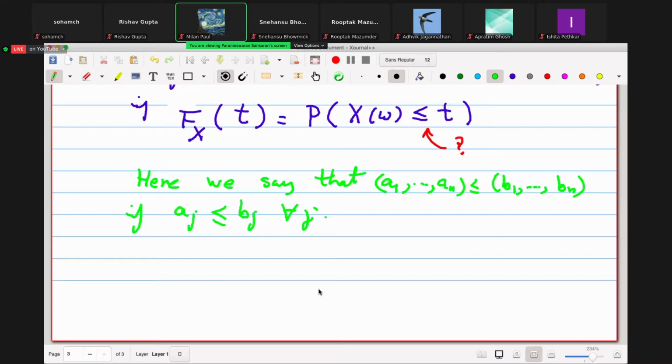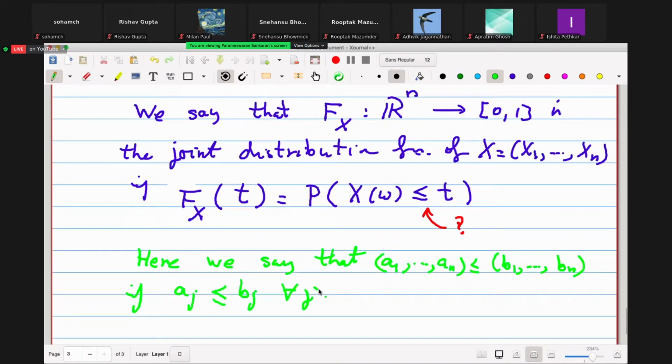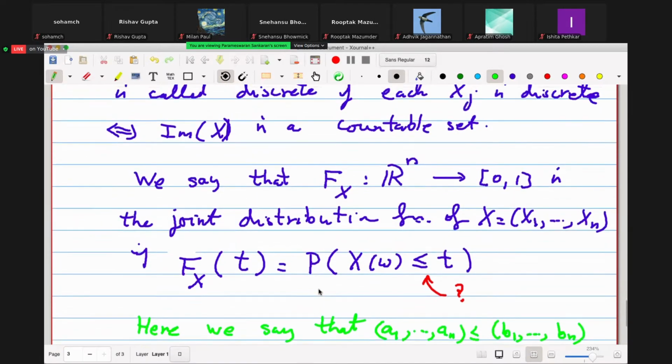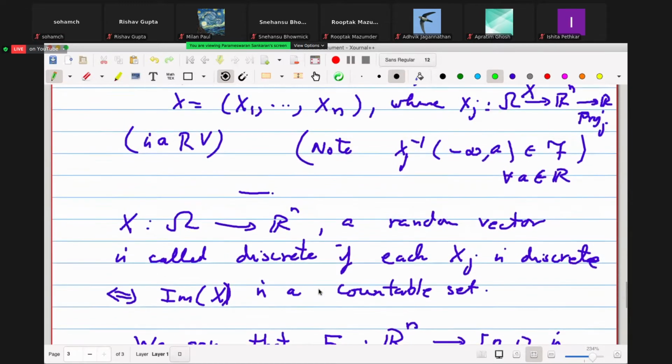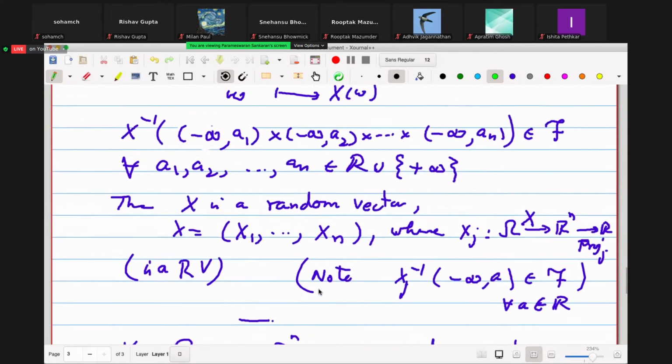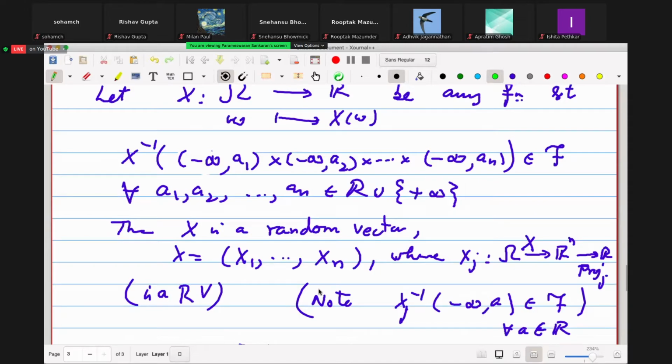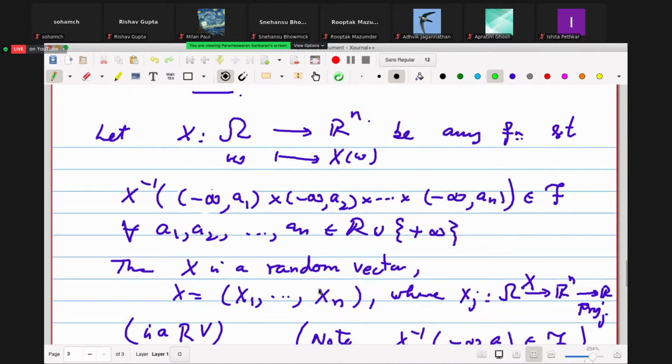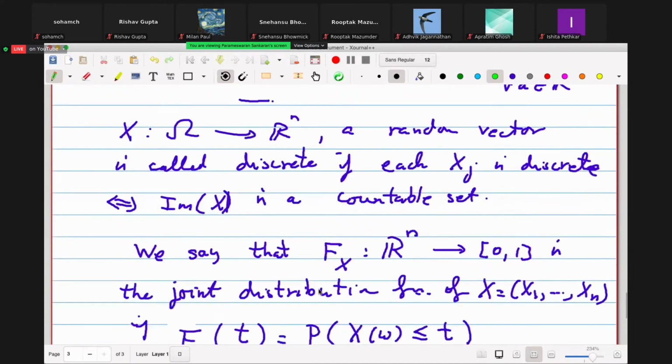Sir, I think I missed something a little earlier. We said that the whole product from minus infinity to a_i needs to be in F, but F is a subset of the power set of omega. So how do we... Oh, X inverse. X inverse is a set, and that set must belong to F. Clear? Got it now, sir. Thank you. You're welcome.